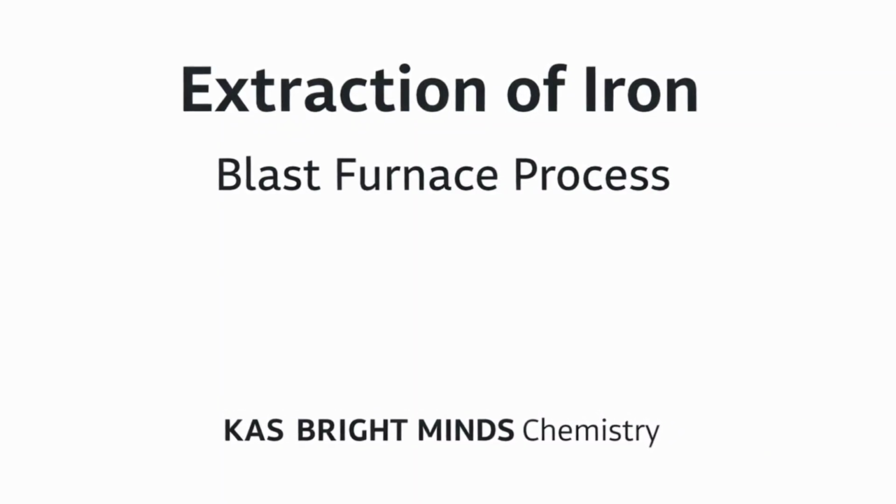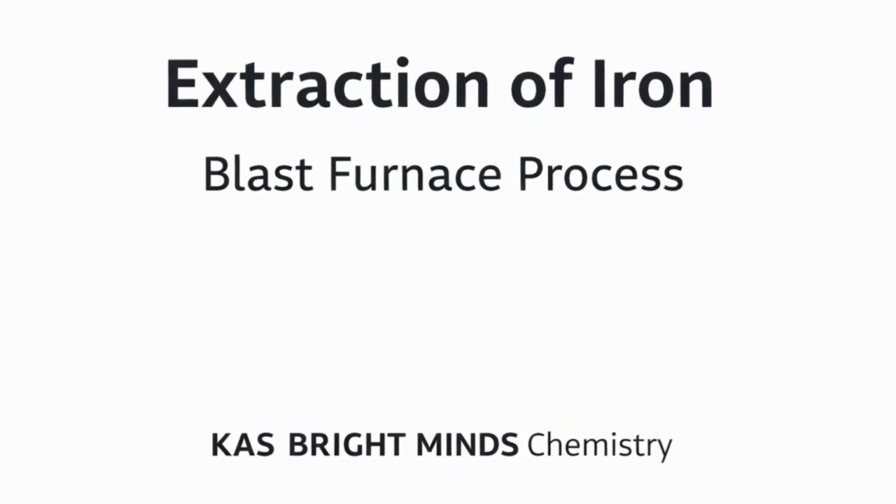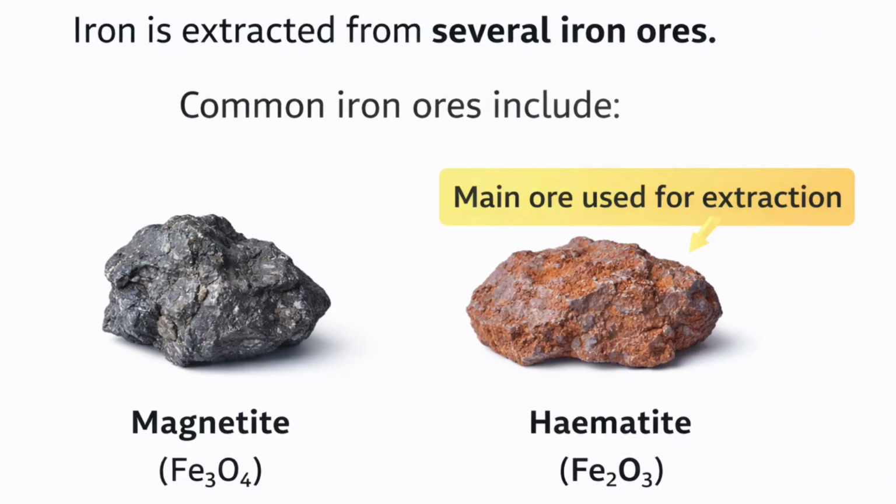In this lesson, we will learn how iron is extracted from its ore using the blast furnace process. Iron can be extracted from several iron ores. Common examples include magnetite, Fe3O4, and hematite, Fe2O3. However, the main ore used for extraction is hematite.